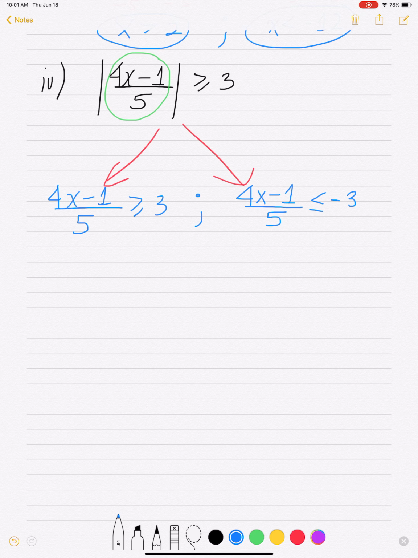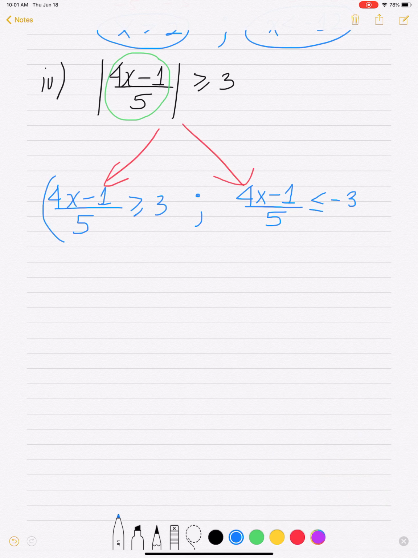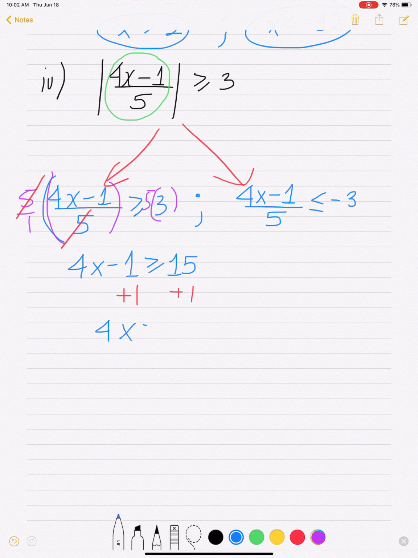To solve these, we're going to multiply both sides by 5 to get rid of the 5 on the bottom. It's 5 over 1, you can think of it that way. The 5 on top cancels with the 5 on the bottom on the left side, and you get 4x minus 1 greater than or equal to what? 5 times 3 is 15. So to solve this now, I would add 1 to each side, and I get 4x greater than or equal to 16. And then from here, divide both sides by 4.